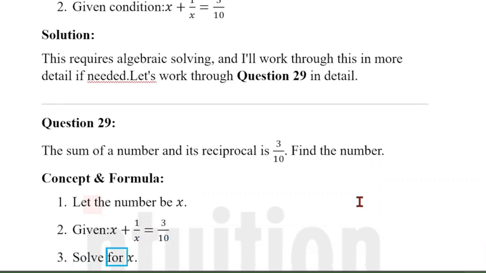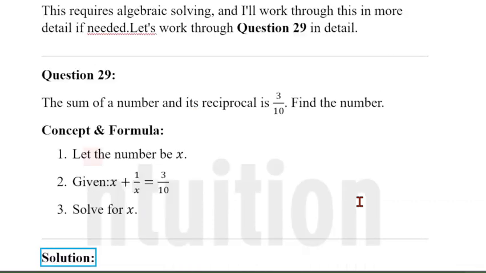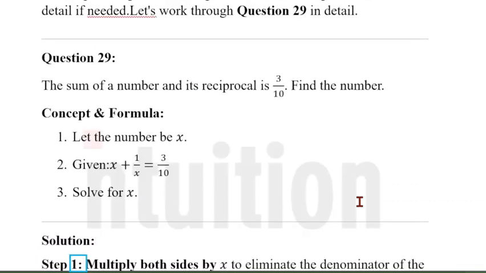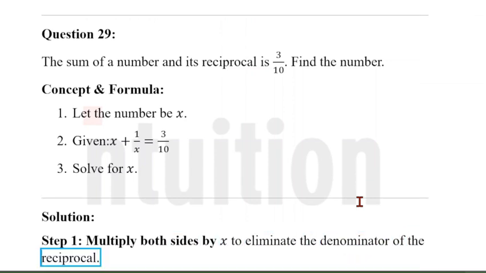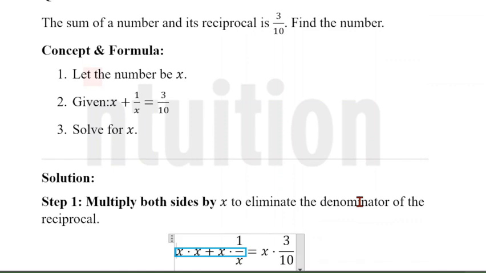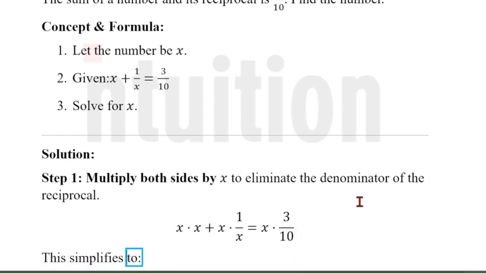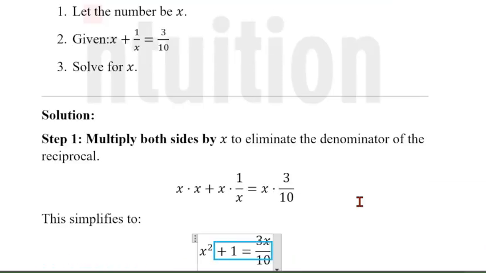Solve for x. Solution. Step 1. Multiply both sides by x to eliminate the denominator of the reciprocal. x times x plus x times 1 over x equals x times 3/10. This simplifies to x squared plus 1 equals 3x over 10.